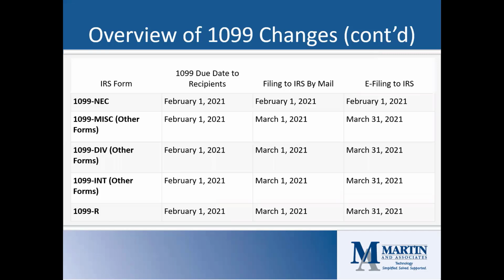And then finally, before I hand this over to Brett, here's a quick chart on some of the due dates. One of the key things that you can see here is this new NEC form really needs to be done by the end of January. It turns out that January 31st is on a weekend, so the due date is February 1st. But as you can see, it's the same filing date for recipients as it is for filing with the IRS, and it doesn't matter whether you're filing manually with paper or e-filing. And you can see the difference with the 1099 miscellaneous form.